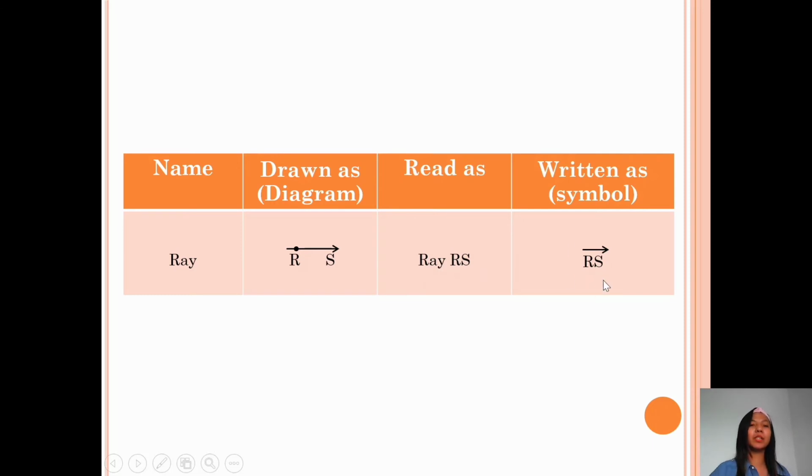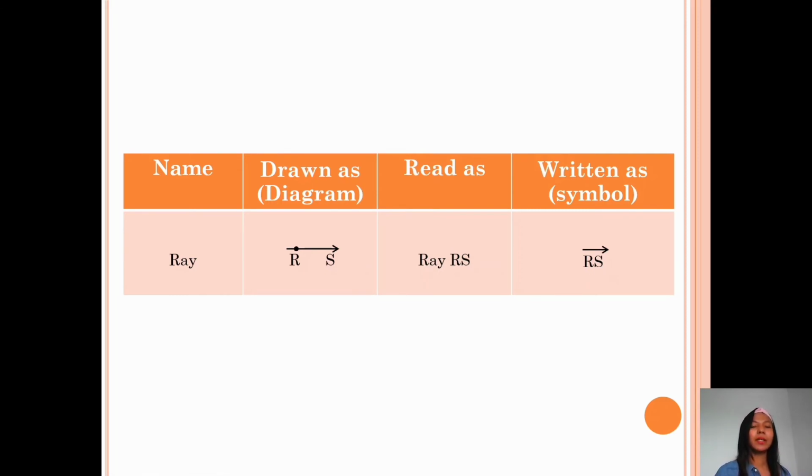So the symbol when you write the ray, based on this diagram, is RS. Make sure the endpoint without the arrowhead is with the R, and the arrowhead is over the letter S. Okay?